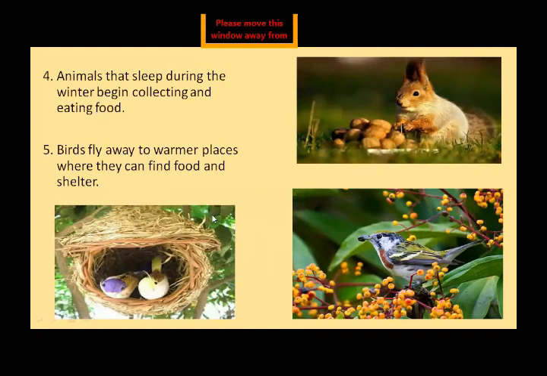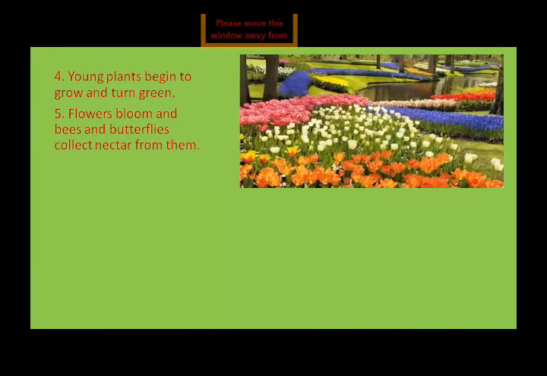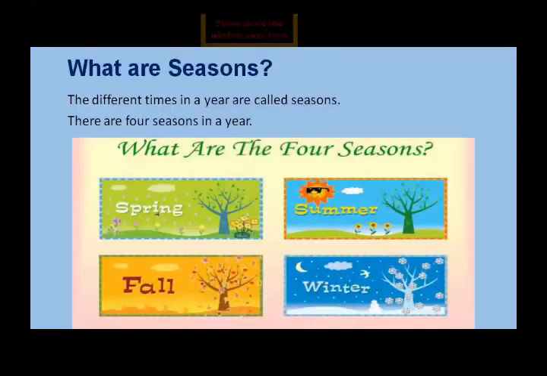Okay, beta. So today we have learned three seasons. Now you can tell me the definition of the season. What is season? The different times in a year are called seasons. And how many seasons are there? Four. There are four seasons in a year that occur in a sequence. The first one is spring, and the second is summer. After the summer, fall, autumn. Very good. And the last one is winter.